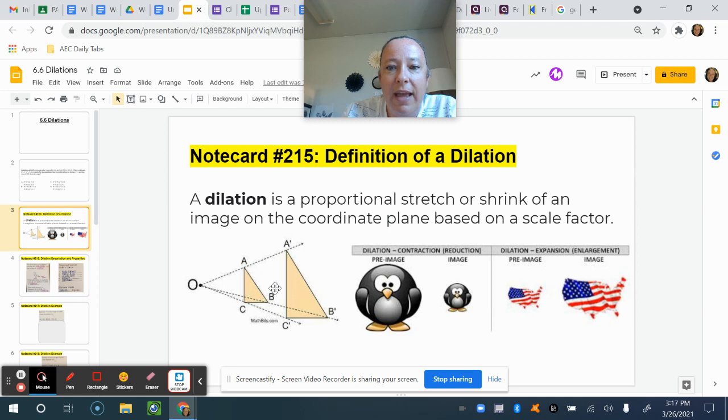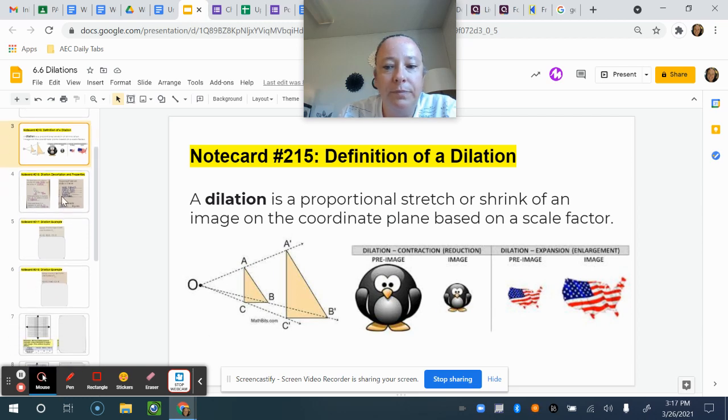We're going to be looking at them like this, and the center of our dilation is going to be the origin. And so if you look, ABC right here is made bigger. So it's dilated, it's a stretch to A prime, B prime, C prime. Then of course, I really just like the little penguin. This is a reduction, this is an enlargement. So again, you can call them reduction or enlargement. So pause me and finish up note card 215.